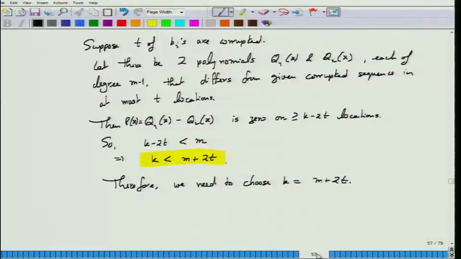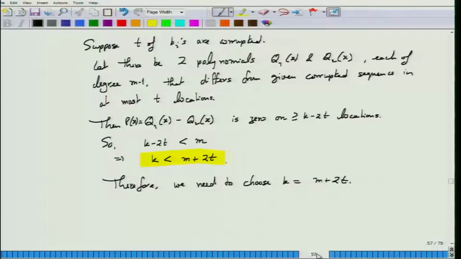We left it at this point yesterday. This polynomial P was defined, which is, we know since Q1, Q2 differ on at most t locations with a fixed string. So this polynomial is 0 on at least k minus 2t locations. And that gives us, if we choose k equals m plus 2t, it will guarantee that there will only be a unique polynomial within t errors of the received string.